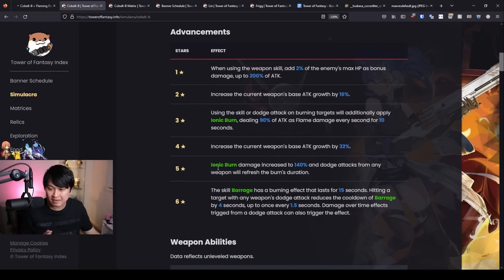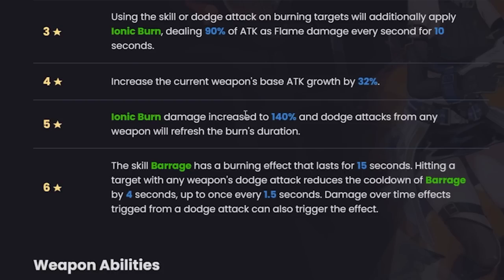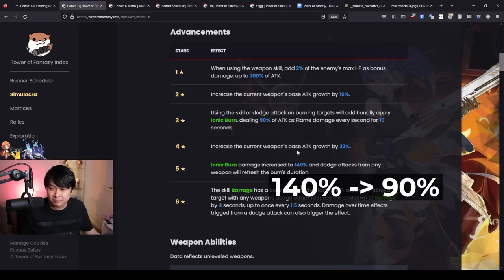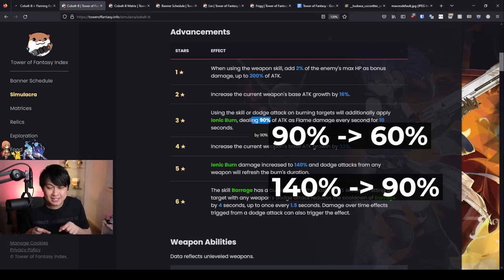Moving on to the 5-star advancement over here, Ionic Burn damage increased to 140% and dodge attacks from any weapon will refresh the burn's duration. Now, that is fantastic. However, I actually forgot to mention something, and that is for the global version, this 140% is actually going to be nerfed, according to the rumors, to 90% from 140. And this one over here is actually also going to be nerfed from 90% down to 60%.